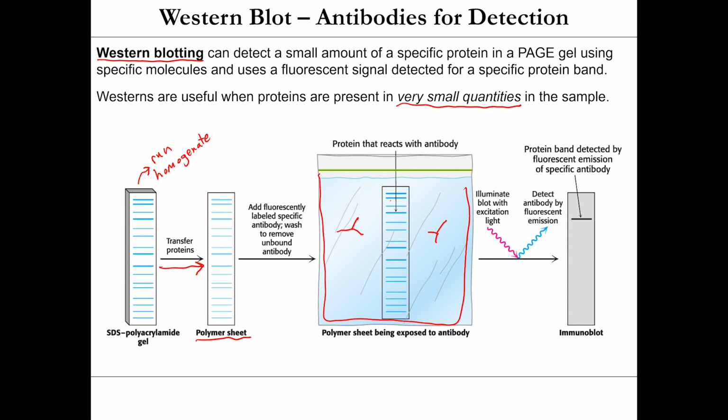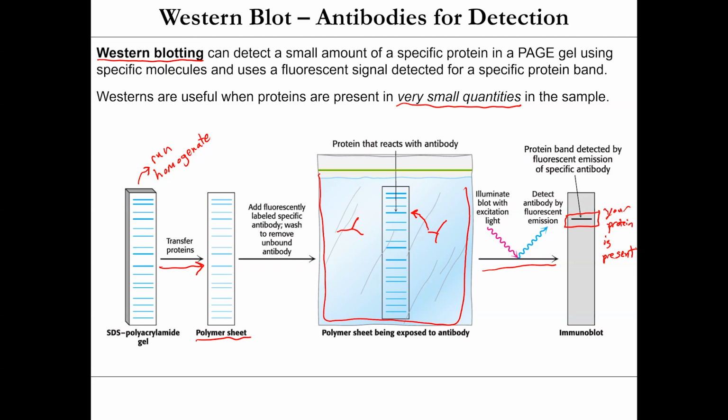In this gel, you're going to have a whole mixture of different proteins. But when you mix it with the antibody, it should just bind to your specific protein. So then you can hit it with a specific wavelength of light, and then that causes the protein band to be detected by fluorescence emission. So the antibody bound to your specific protein on the gel, and then that makes a fluorescent line on the immunoblot, you would call it. So Western blots are very important to detect small amounts of proteins.